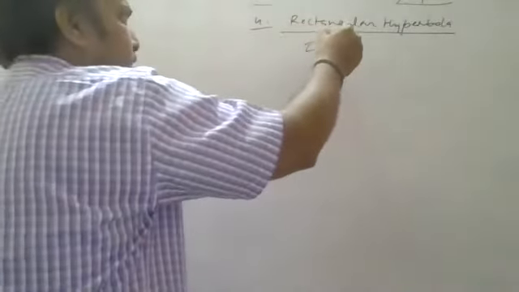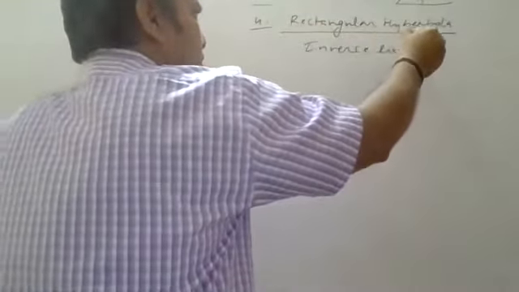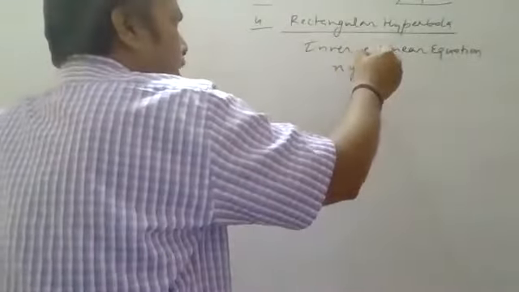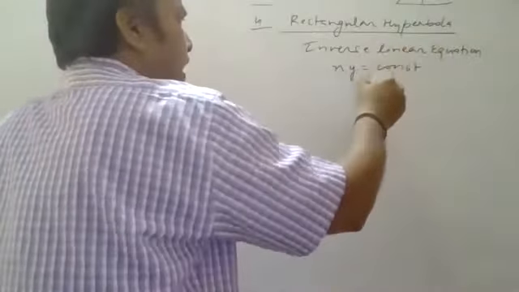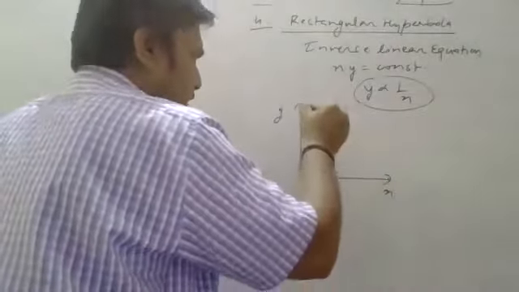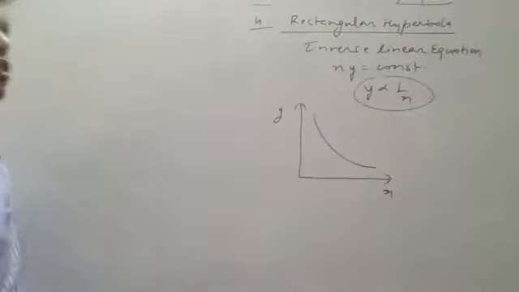I can say it is an inverse linear equation. And what is the equation? x into y is equal to a constant. I can say y is proportional to 1 by x. And if I am going to plot the curve, it is y, it is x. The graph will be like this. It is y proportional to 1 by x.